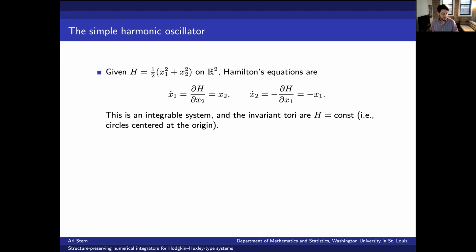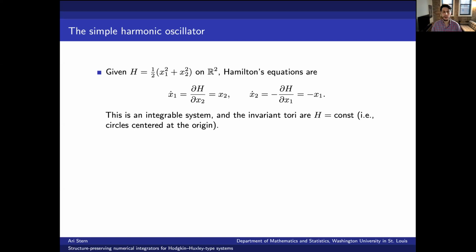So to motivate, I don't come from a background in mathematical neuroscience. I come from an area of numerical analysis that's concerned with numerical methods for systems with some geometric structure, such as conservative or Hamiltonian systems. So here's a simple example of one.